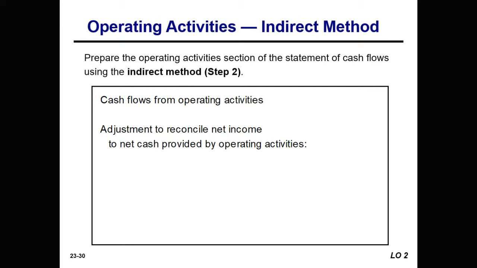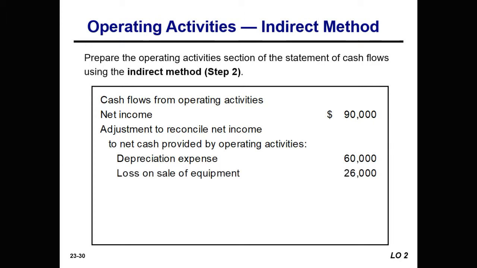We begin by preparing the operating activities section of the statement of cash flows using the indirect method. That starts with net income. And then we go through the adjustments to reconcile net income to the net cash provided by operating activities. Depreciation is not a cash expense. It is a cost allocation, that cash outlay occurred at a different period. This is only an allocation. So we need to back that out of its impact to net income. An expense would reduce net income. Therefore, we add it back in the amount of $60,000.